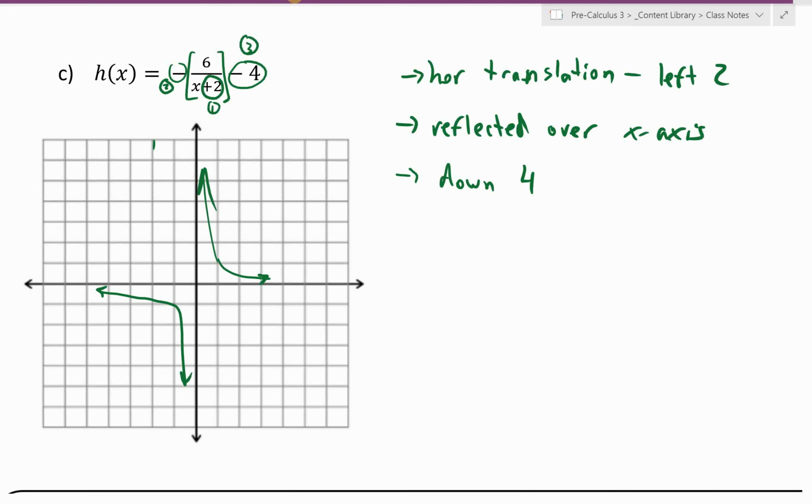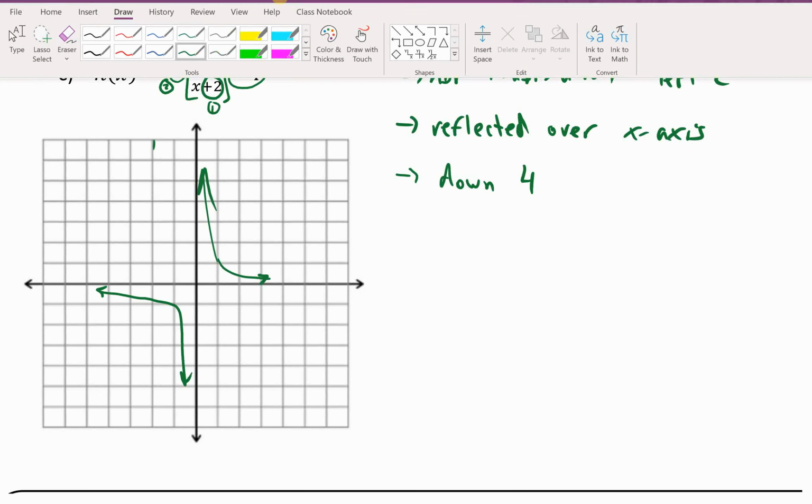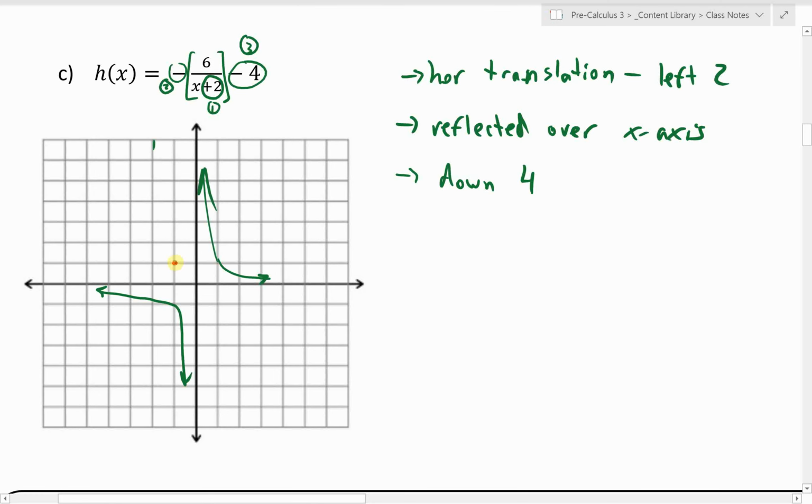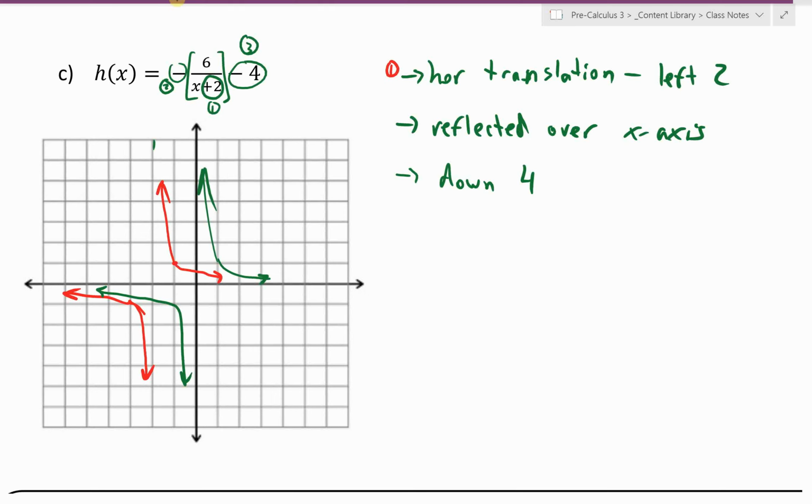When I move the whole graph 2 units to the left, I'll be right here. This piece would move here. That's my first step. And then the second step is to reflect it over the x-axis. So let's do that in blue. When I reflect this red curve over the x-axis, it would end up jumping down here. And this can get a little bit tough to look at, but this bottom left red one would jump up.